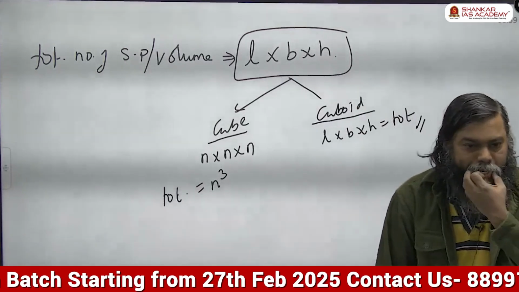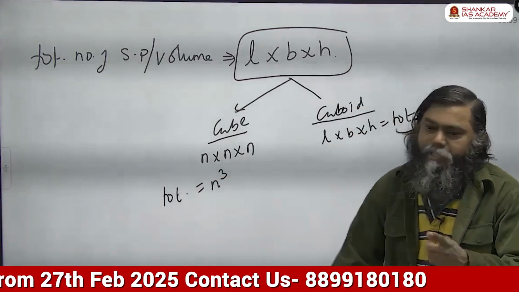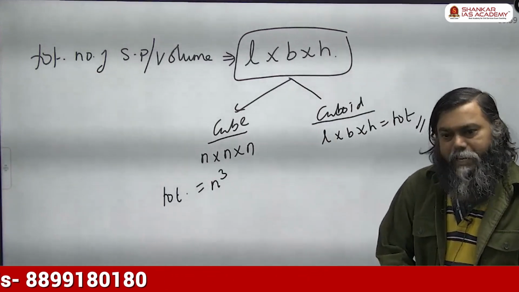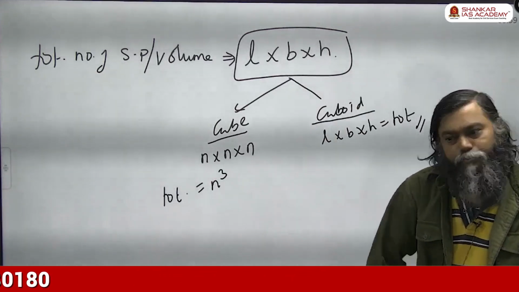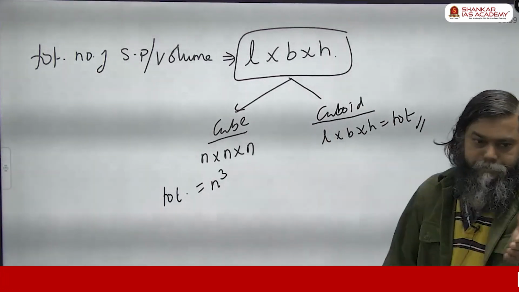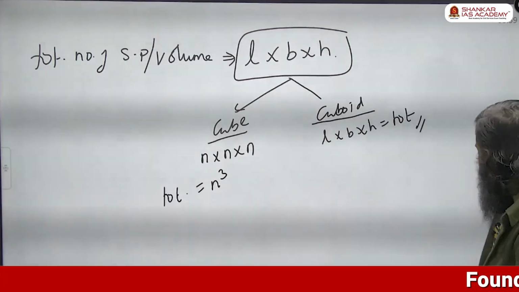If it is a cube, we can further simplify. n cube is given in the question: 64. It's a cube of some number. That means n cube is 64. What is the n value? 4. That means 4 pieces, 4 pieces, 4 pieces.